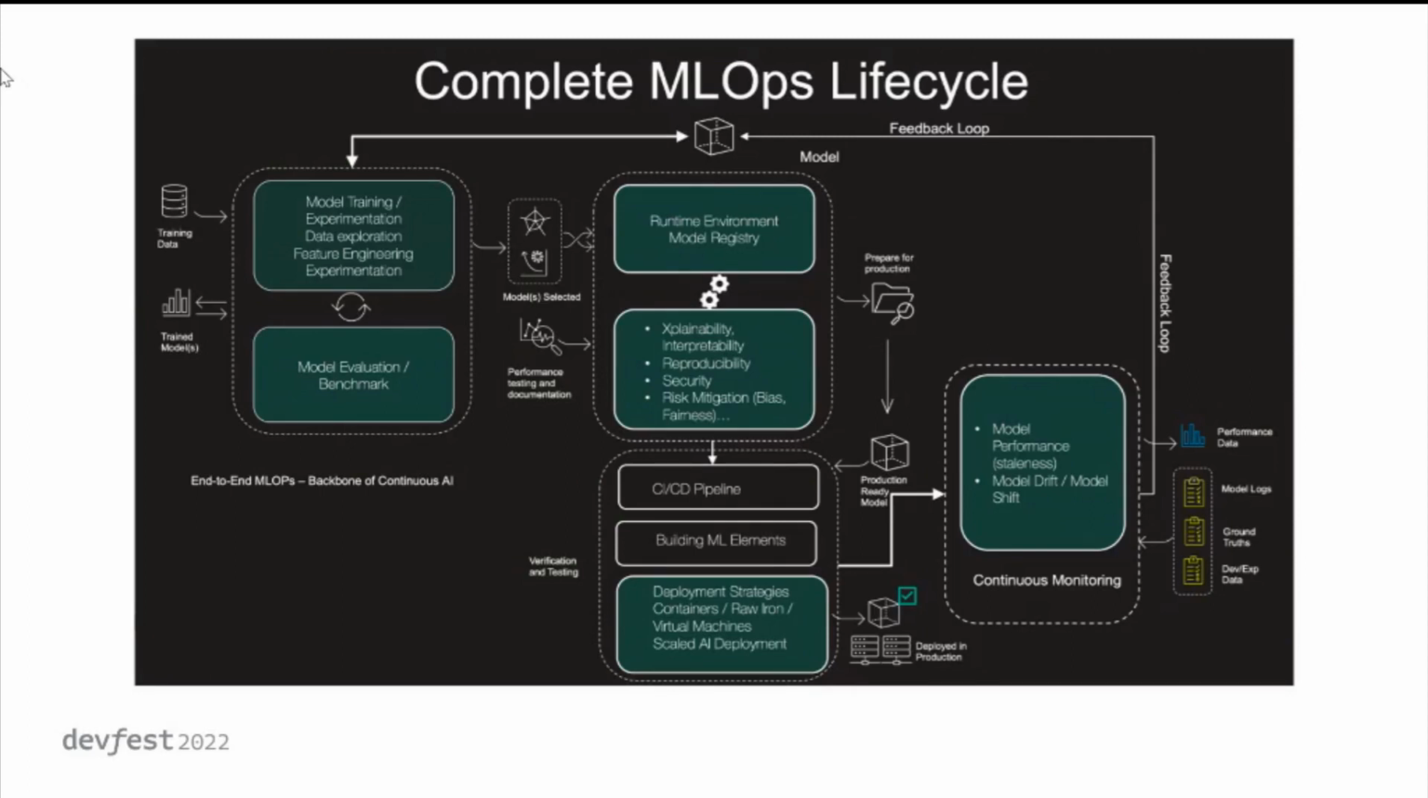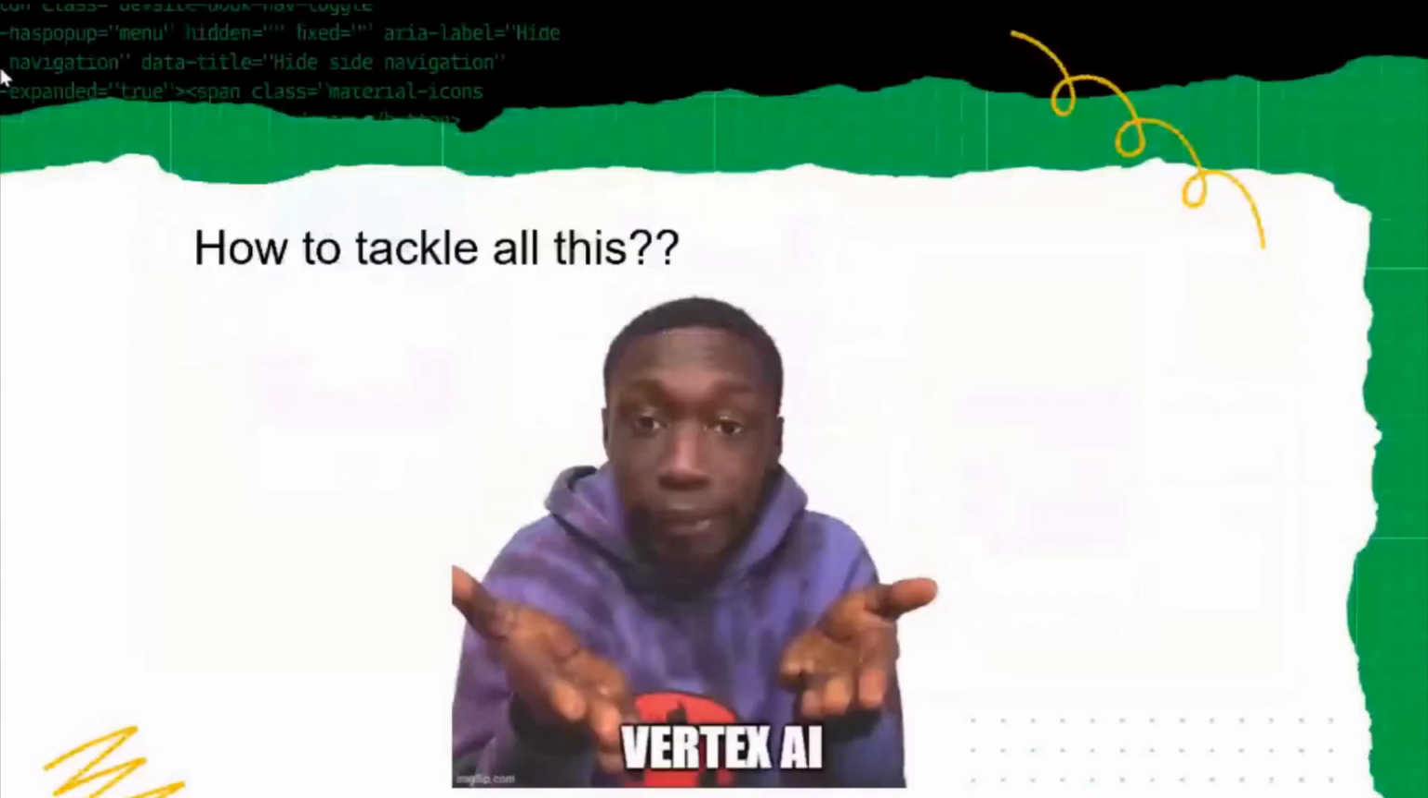So this is an overview of the MLOps life cycle. If you have to tackle all this, how can we do that? There's a platform provided by Google Cloud, Vertex AI, using which we can tackle all this.